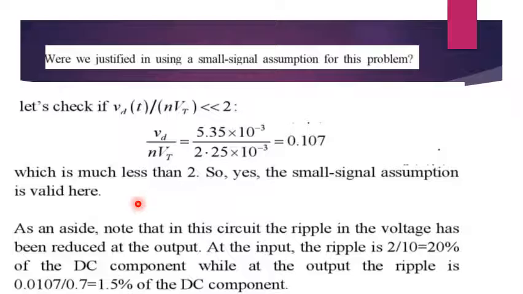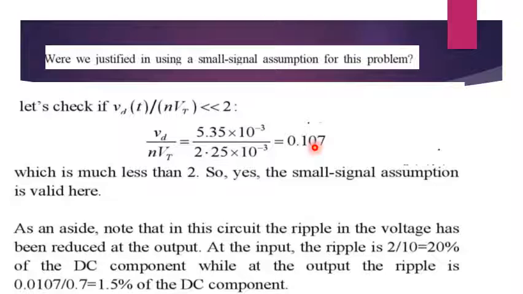It means some AC signal is present. As an aside, note that in this circuit the ripple in the voltage has been reduced at the output. In the first diagram itself we applied 10 volt and the AC ripple present was 2 volt, but when we calculated this we got 0.107. So it is obviously less than the 2 volt. The ripple means some disturbance in your signal.